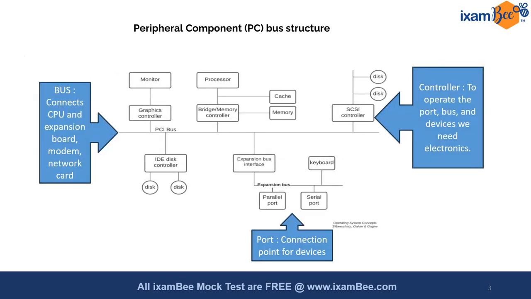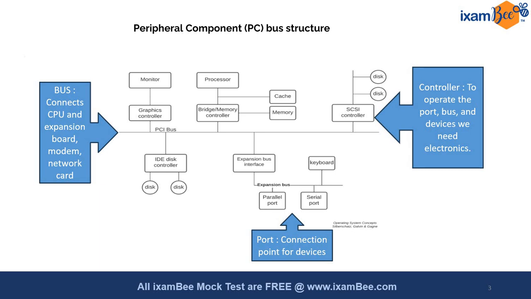Now, before understanding anything about the IO, we should understand the bus structure for the peripheral components. This is the basic bus structure that you will come across. This is basically a PCI bus structure, so you will have a PCI bus. A bus is the component which will connect the CPU and the expansion board, the modem, the network card, or the hardware things. So for communication, we will be using a PCI bus for all the major subsystems.